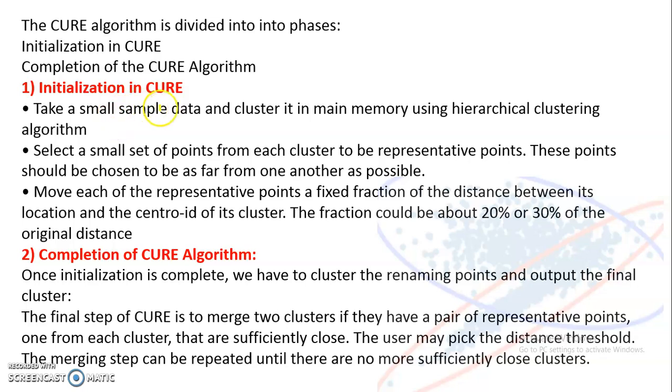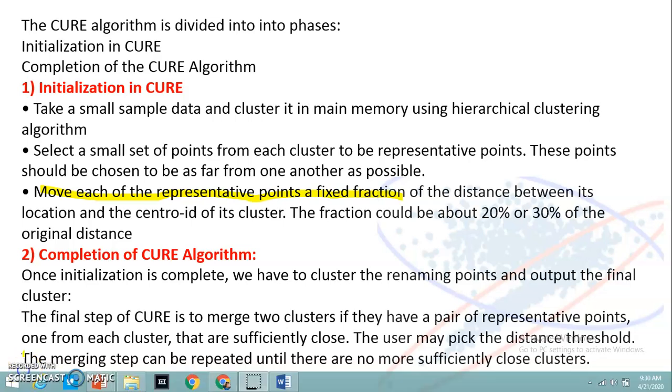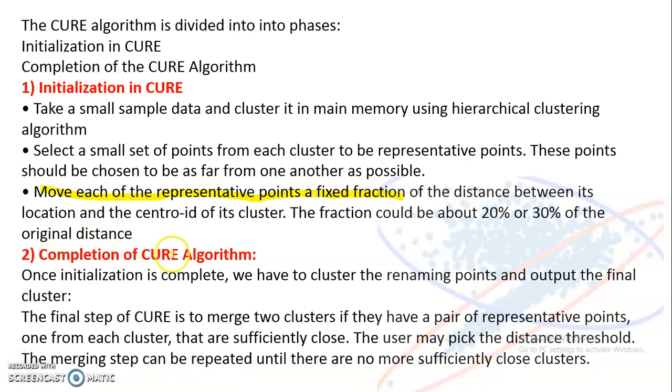In the first phase, initialization of Cure points, an important thing is to move each representative point by a fixed fraction. Means we have some representative points and we move those data points by some fixed fraction so that we can get the exact clusters or good clusters. But all other data points will stay stable. The next one is the completion of the Cure algorithm, where we will get the final clusters.